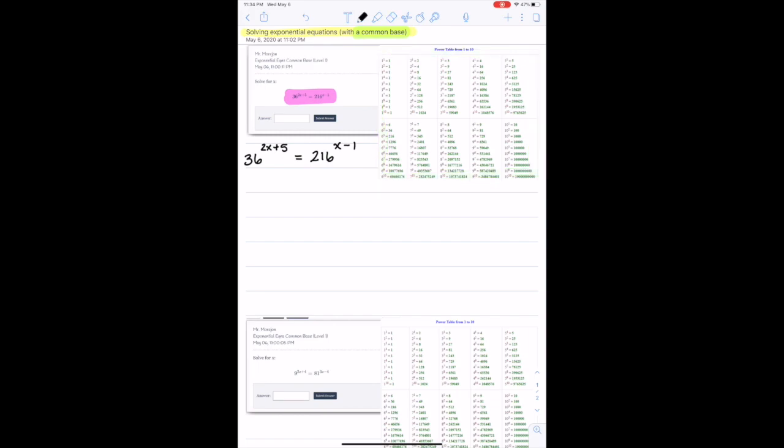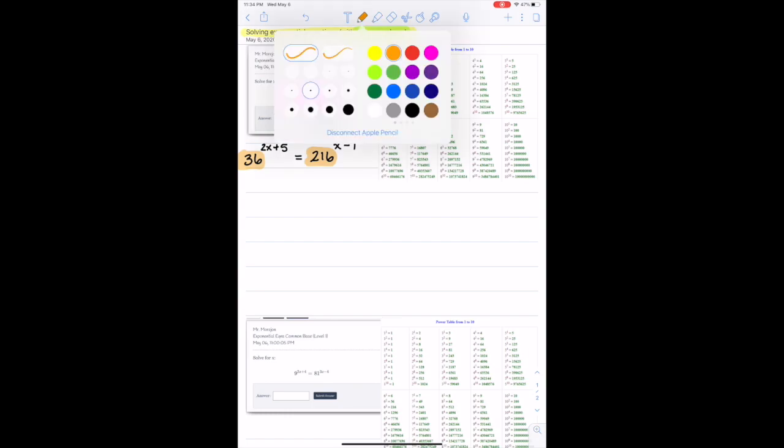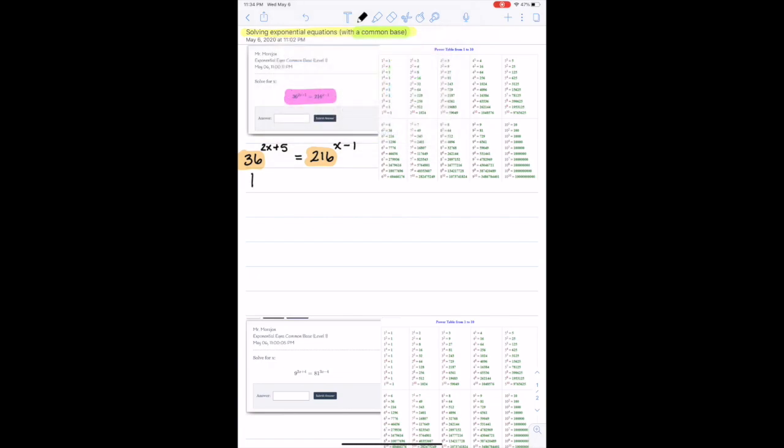You'll notice right here in the equation, we call this down here under the power, under the exponent, the base. So each side of this equation will have a base. On this side, we would say that the base is 36, and on this side, we would say that the base is 216. Now, the key to solving this equation is to realize that both these numbers, 36 and 216, have something in common. And that's where this table comes in handy.